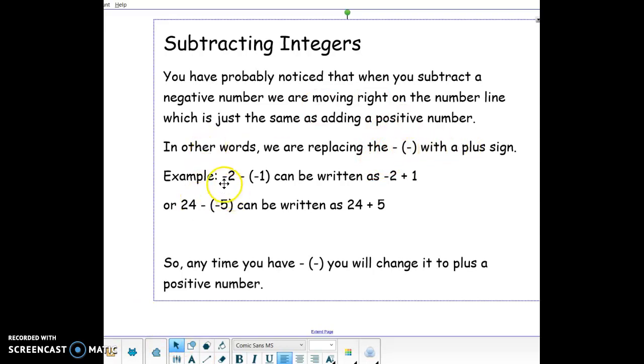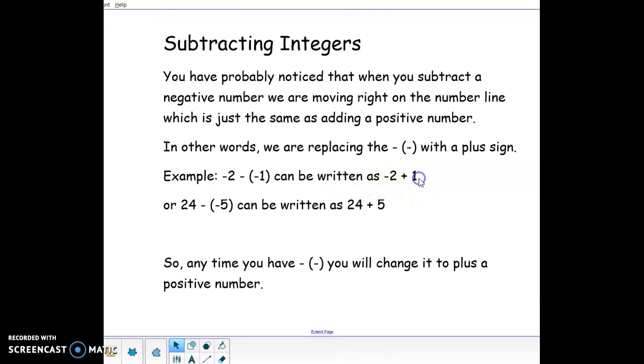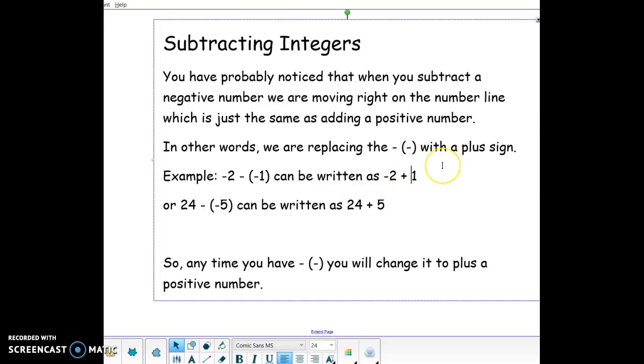So for example, negative 2 minus a negative 1 can be written as negative 2 plus 1, which we know, based on what we learned yesterday, is going to equal negative 1. So we would say that negative 2 minus a negative 1 equals negative 1, okay? Or 24 minus a negative 5 can be written as 24 plus 5. And we know that 24 plus 5 equals 29. So anytime you have minus a negative number, you will change it to plus a positive number.